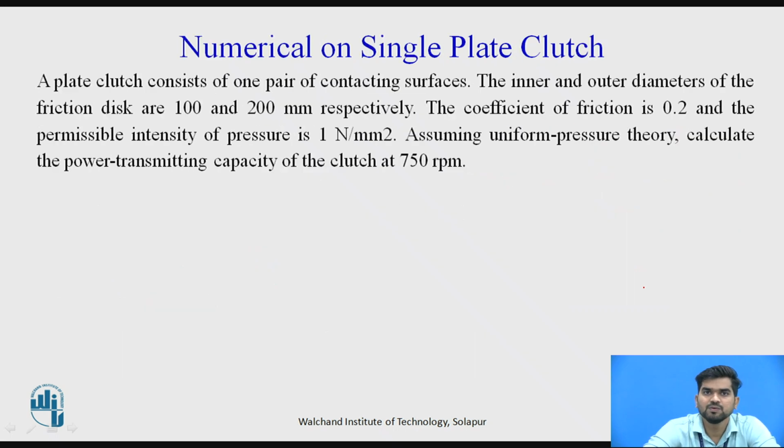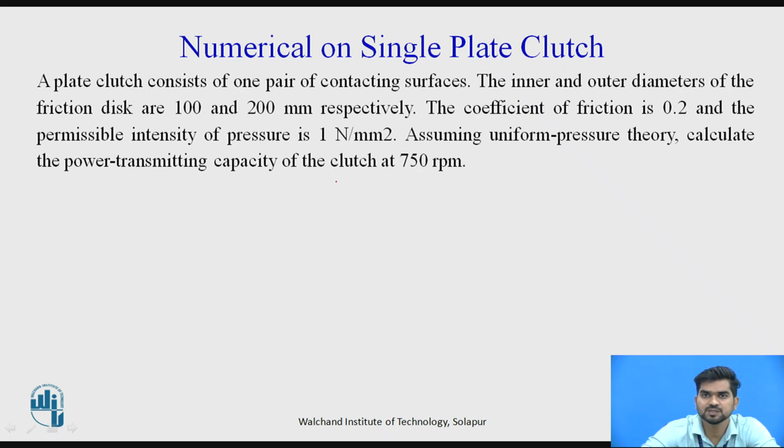Next we will see one numerical based on the uniform wear theory for the single plate clutch. Just see the statement of this numerical. A plate clutch consists of one pair of contacting surfaces. The inner and the outer diameters of the friction discs are 100 and 200 mm respectively.